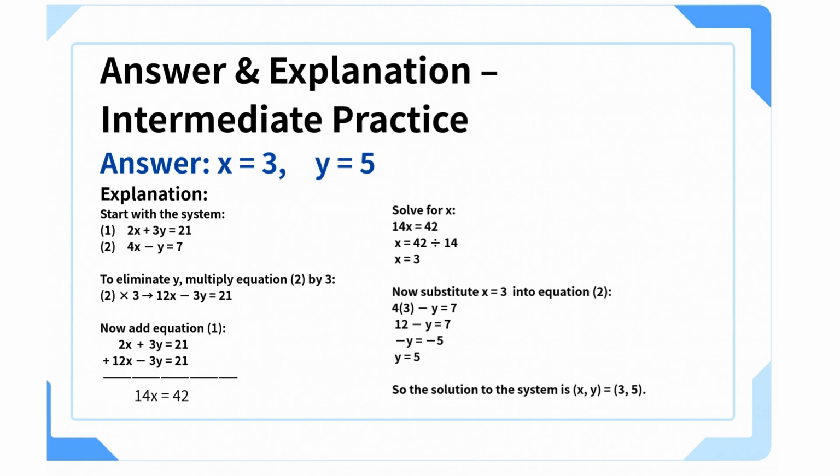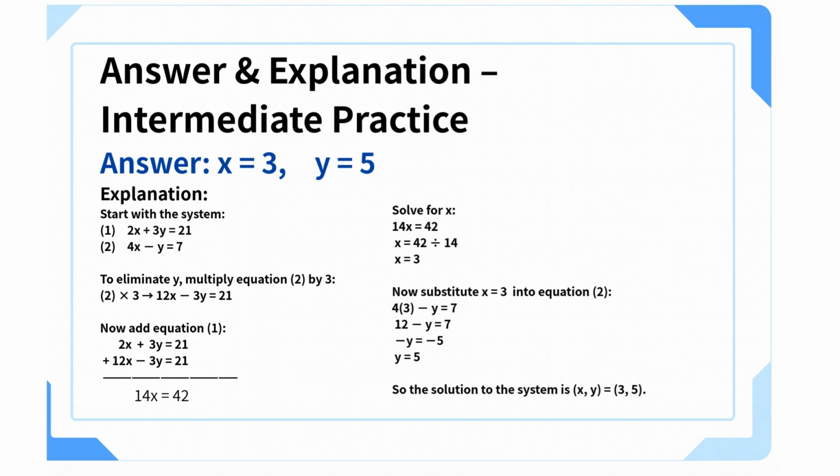With the y's gone, we focus on the x terms. 2x plus 12x becomes 14x, and on the right side, 21 plus 21 becomes 42. So now we have a clean single variable equation, 14x equals 42. Next, we solve for x. Divide both sides by 14, and we get x equals 3.